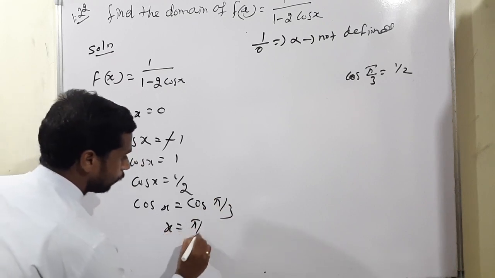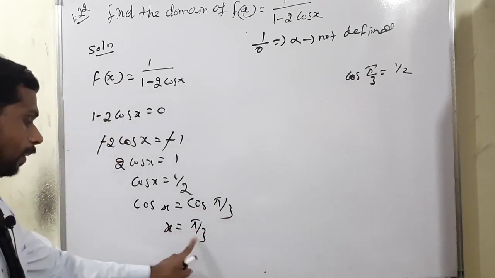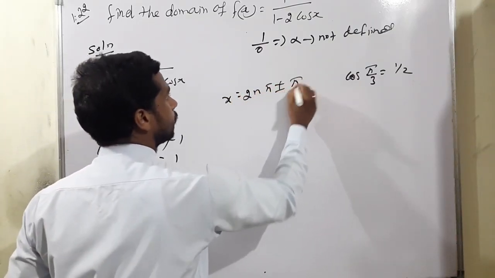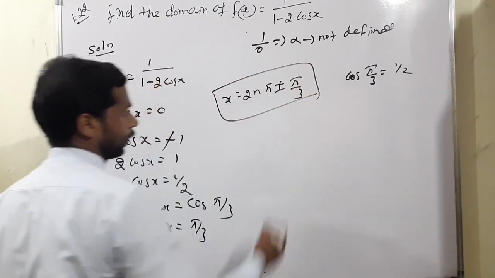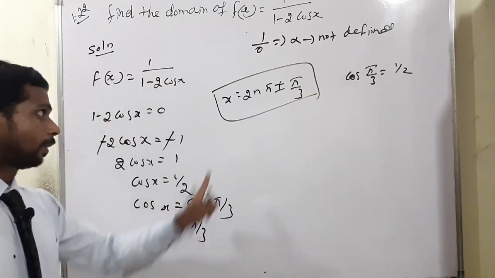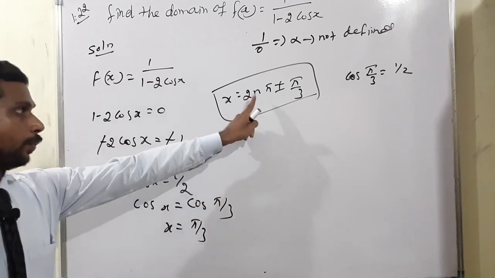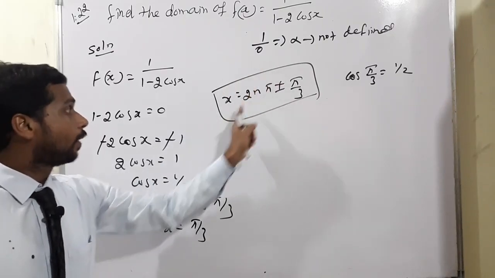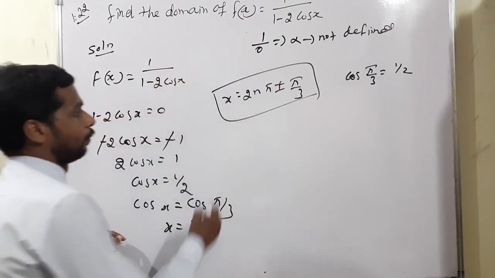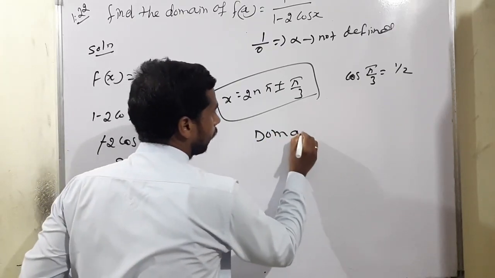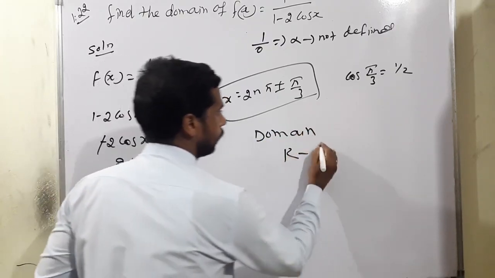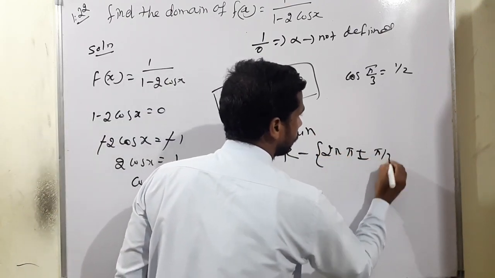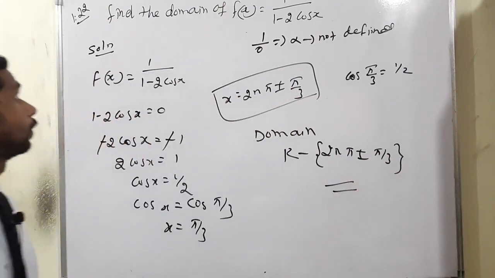Therefore x is equal to pi by 3. So cos x is equal to cos pi by 3 means definitely x is equal to 2n pi plus or minus pi by 3. This is the general term for cos. Okay. So cos x is equal to cos pi by 3 means x is equal to pi by 3. Therefore, whatever the value of n, 0 or 1 or 2, except these values, all the remaining terms will be possible. Therefore, the domain is all real values except 2n pi plus or minus pi by 3. Okay. This is our answer. Okay. I will continue with the next question.